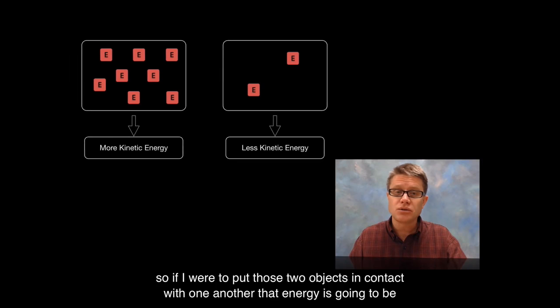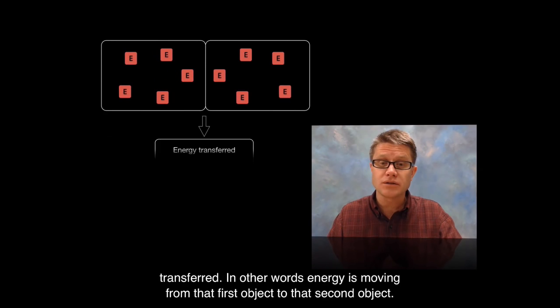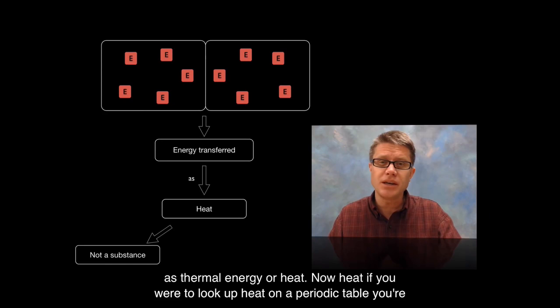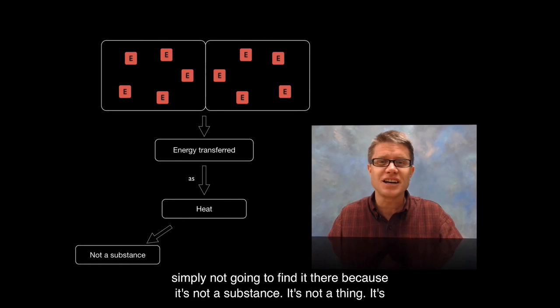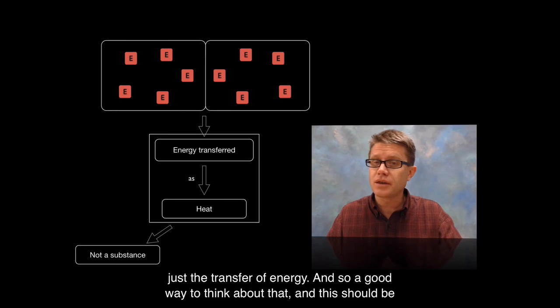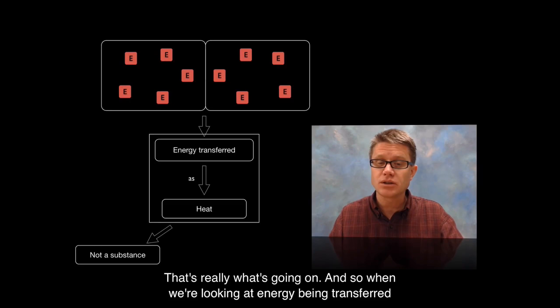And so if I were to put those two objects in contact with one another, that energy is going to be transferred. In other words, energy is moving from that first object to that second object, and we call that transfer heat. And so what we're really doing is transferring energy as thermal energy, or heat. Now heat, if you were to look up heat on the periodic table, you're simply not going to find it there because it's not a substance, it's not a thing, it's just the transfer of energy. And so a good way to think about that, and this should be a sentence that should kind of roll off your tongue, energy is being transferred as heat. That's really what's going on.